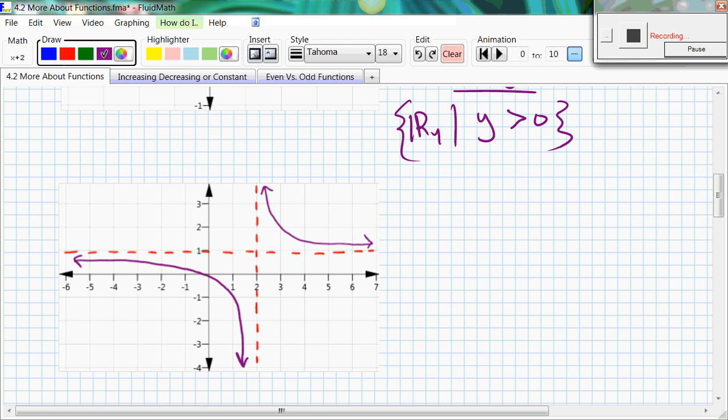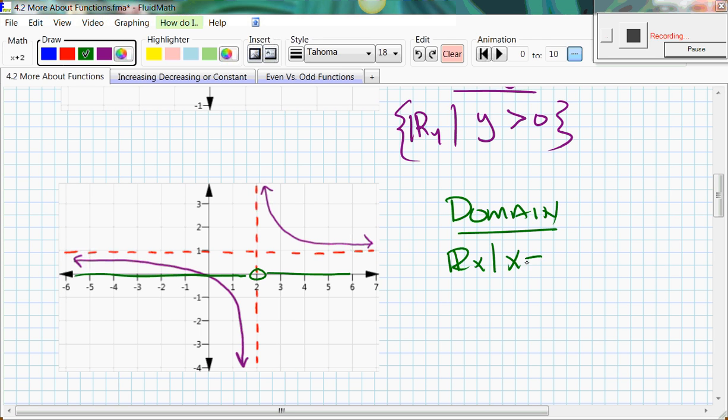Okay, this one's kind of strange, right? So for the domain, right? Again, we're going to look at all the x values, right? So it looks like all of the x values are okay except for -2. That's not good. We have a vertical line there. So we're going to say the domain is all real numbers x such that x is not equal to -2. Because I have a vertical line. Something is going on there. We're going to talk about that when we talk more about rational functions, okay?